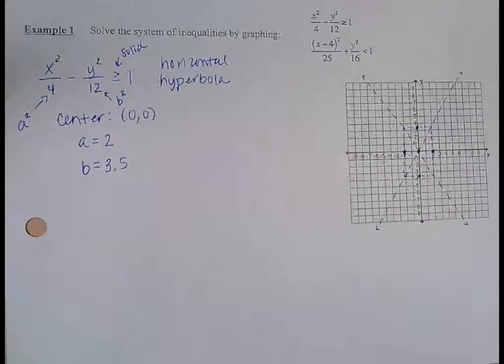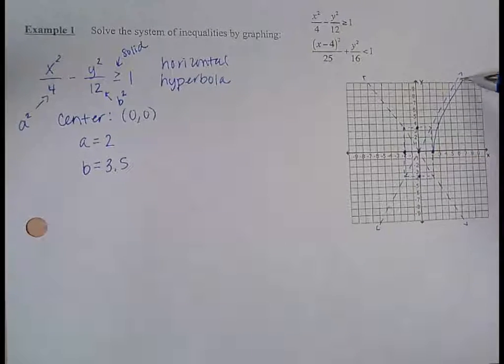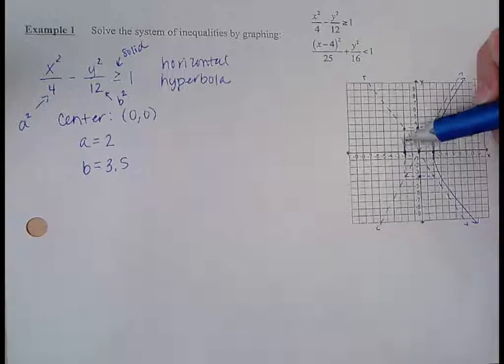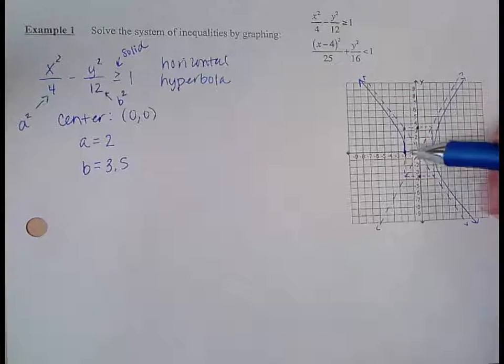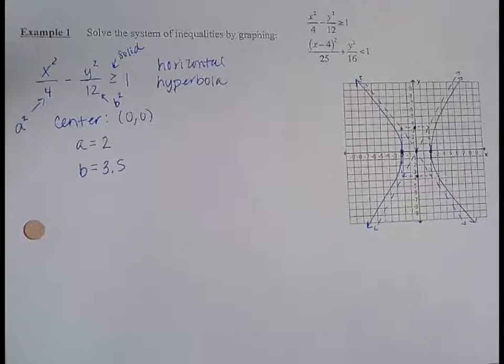Here you need to make sure if it was just greater than or if it was less than, without the equal to, we would have to also dash the curves in. So make sure you pay attention to whether or not it should be dashed. This is solid. But use the asymptotes to draw the curves in. Make sure that the curves do actually go through the vertices. And that would be the graph of the hyperbola.